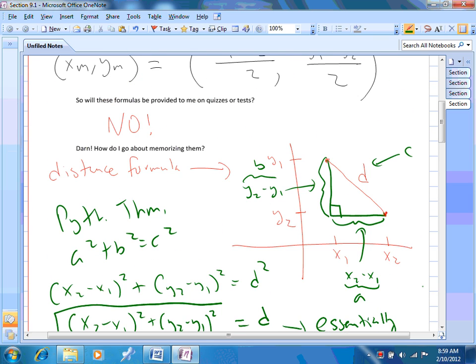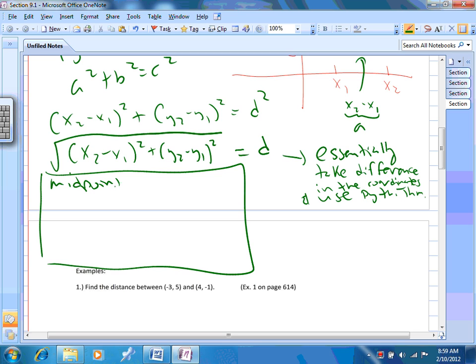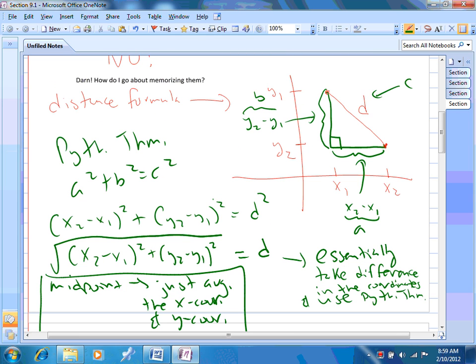For midpoint, which I kind of ran out of room, but okay, I can squeeze it right here. And what was that, Paul? Just the average. Just average the x coordinates and y coordinates. So that's all. Because if you think about it, what's halfway between here? xm. What's halfway between y1 and y2? ym.